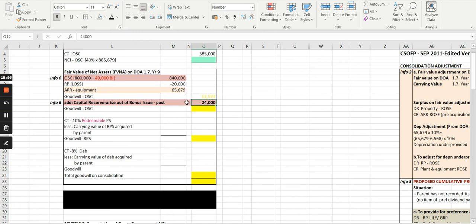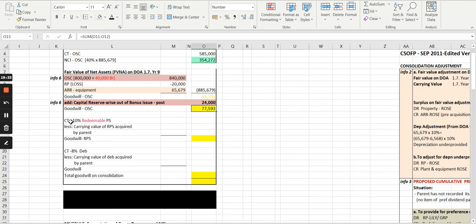And with that, you can now get your fair value of net asset. That is the total of this, 885,679. You can now calculate your non-controlling interest, which is 354,272, by taking the fair value of net asset multiplied with the non-controlling interest percentage. And your goodwill for ordinary shares now would be 77,593.